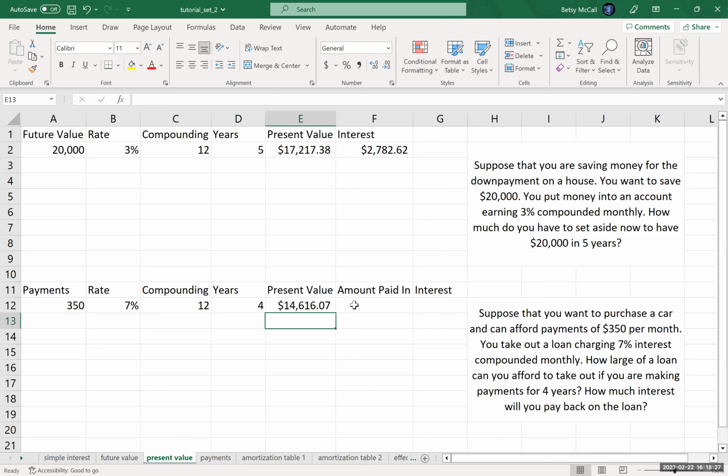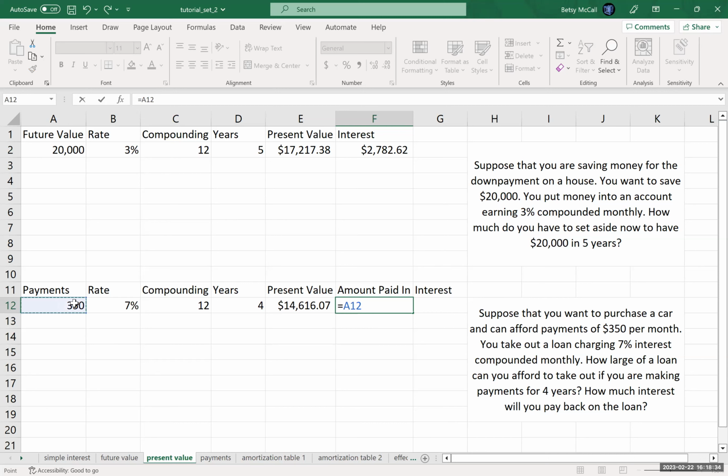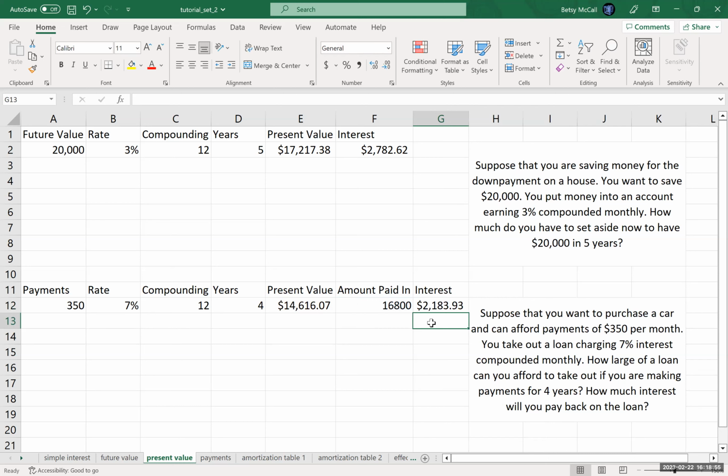The amount paid in, I have to calculate in order to figure out how much interest I've paid. I'm going to calculate that as the payments times the number of payments. So compounding periods per year times years times the size of my payments. I've paid in 16,800. And so the interest is the amount I paid in minus the amount of my original loan, which gives me $2,183.93 in interest paid.